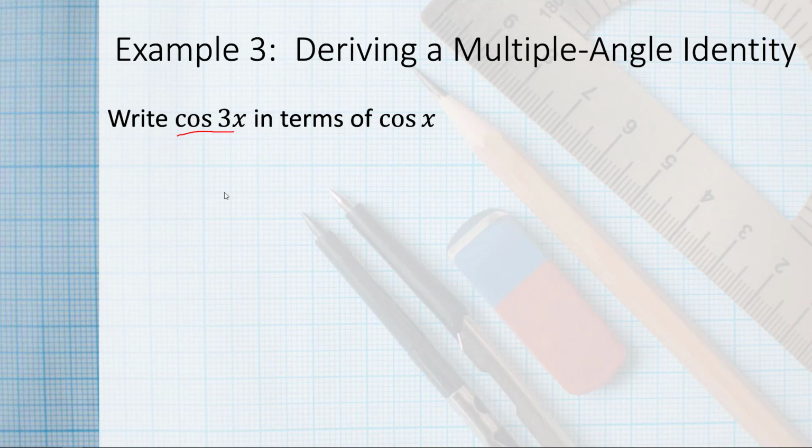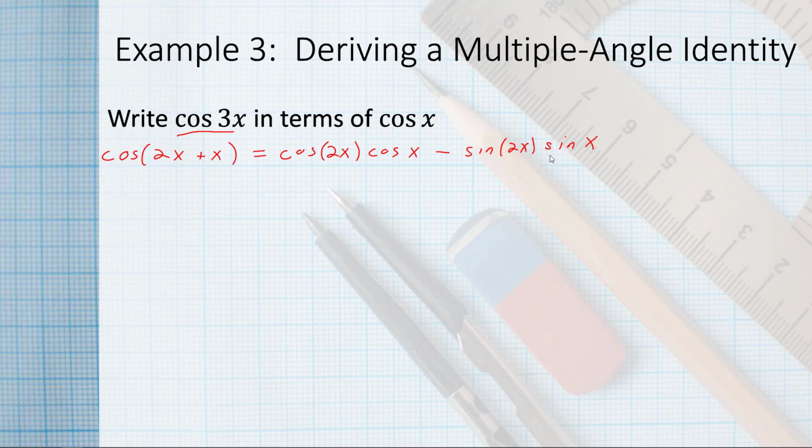Well, we've dealt with double identities, so maybe we want to write cosine 3x as the cosine of 2x plus x. If we do, then we can apply the sum and difference identities that we actually learned in our last video to this, and then we will have that this is equal to cosine of 2x times cosine of x minus sine of 2x times sine of x.